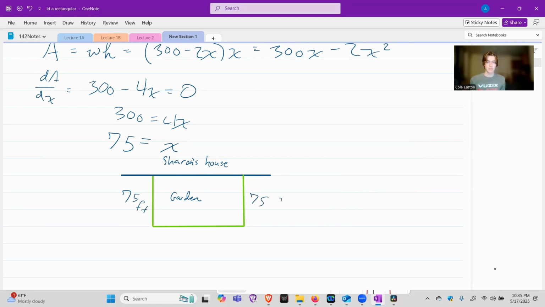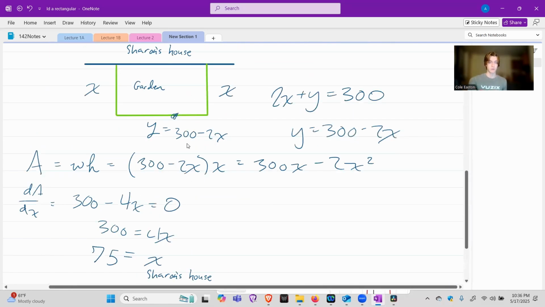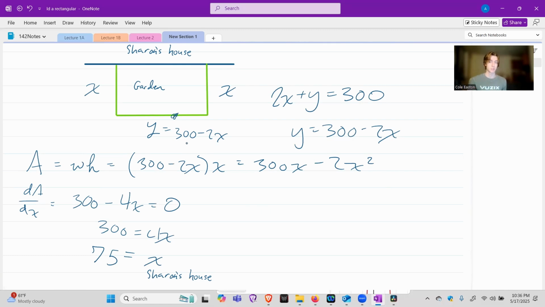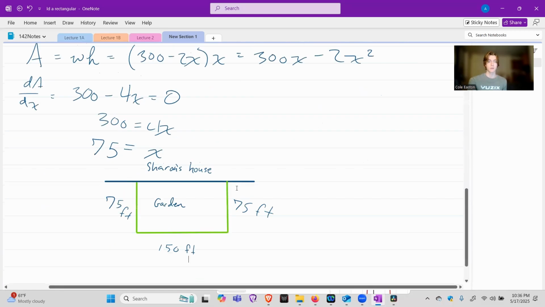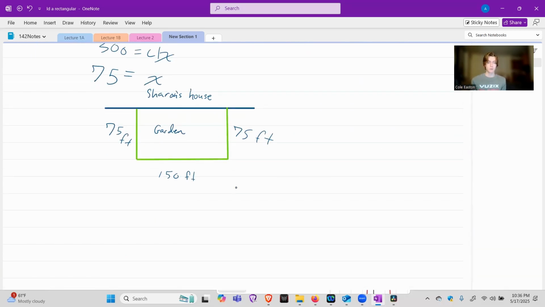So that says that x, this side, is 75 feet. X on this side is 75 feet. So that means that we used 150 feet, and so we have 150 feet left. Which we could also calculate specifically by using this formula, y equals 300 minus 2x, but that's essentially what we did. We said 300 minus that 150 that we already used. So this side is 150 feet. So the area is going to be 75 times 150, which is 11,250 square feet. So we actually did find a bigger area than some of those things we tried before.